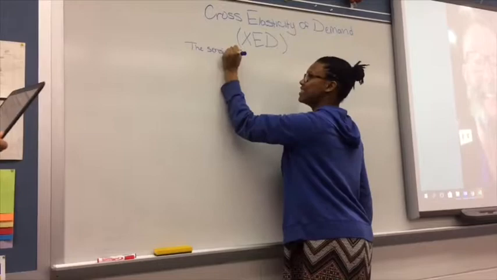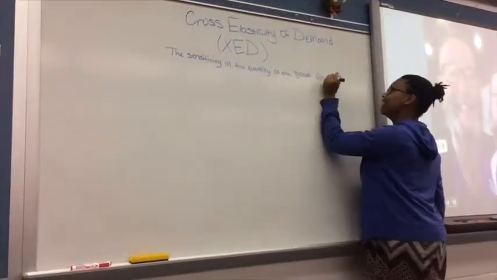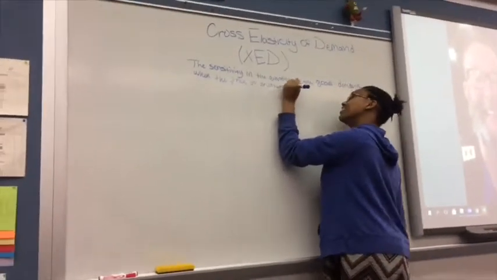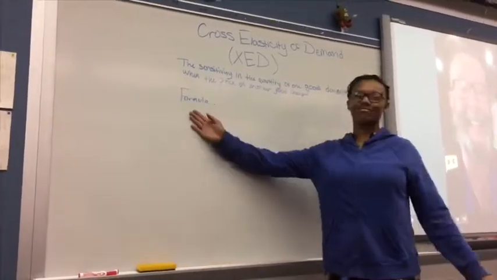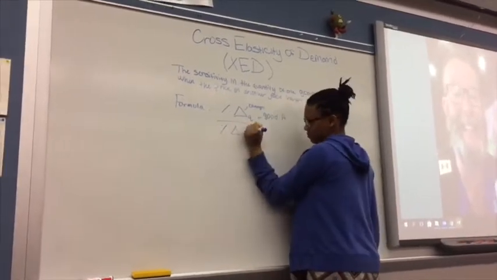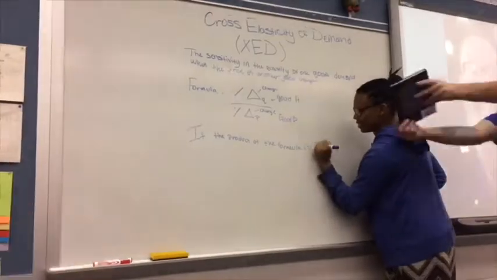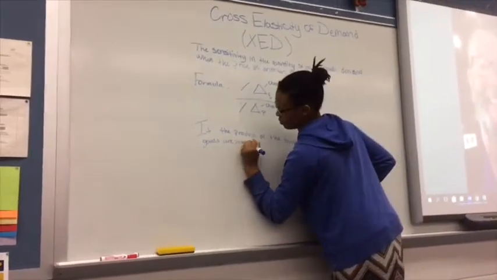Cross-elasticity of demand. Cross-elasticity of demand is the sensitivity in the quantity demanded of one good when there is a price change in a related good. The formula to calculate cross-elasticity is percent change in quantity over percent change in price. If the product is positive, the goods are substitutes. If the product is negative, the goods are complements.